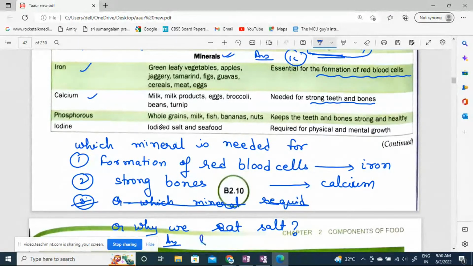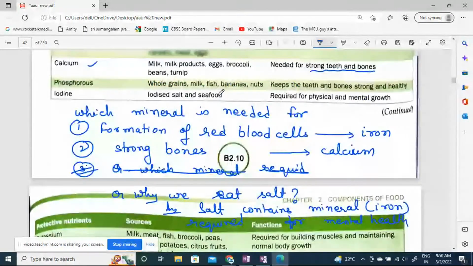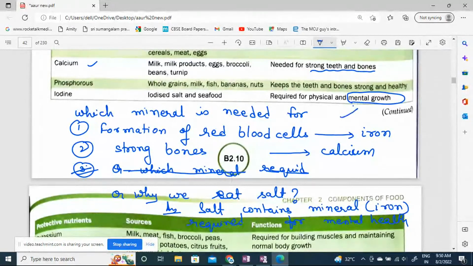Answer. Salt contains the mineral iodine, required for mental health. You can see mental growth. Okay.